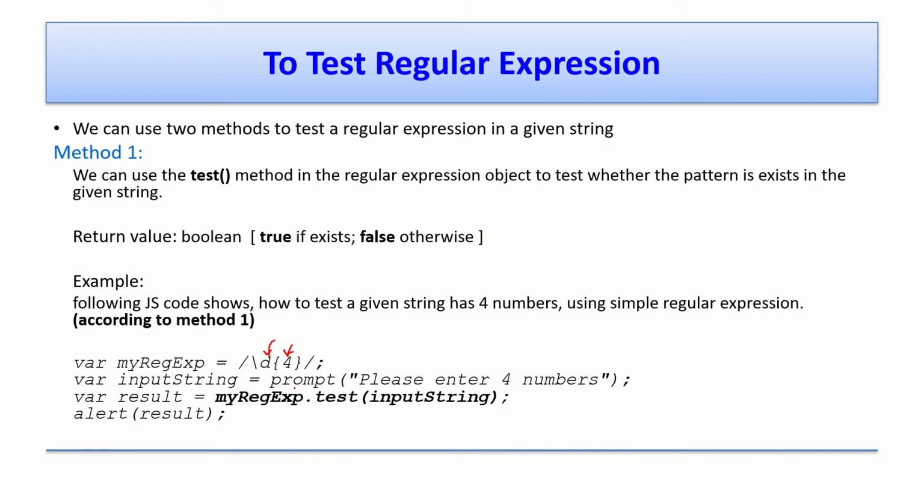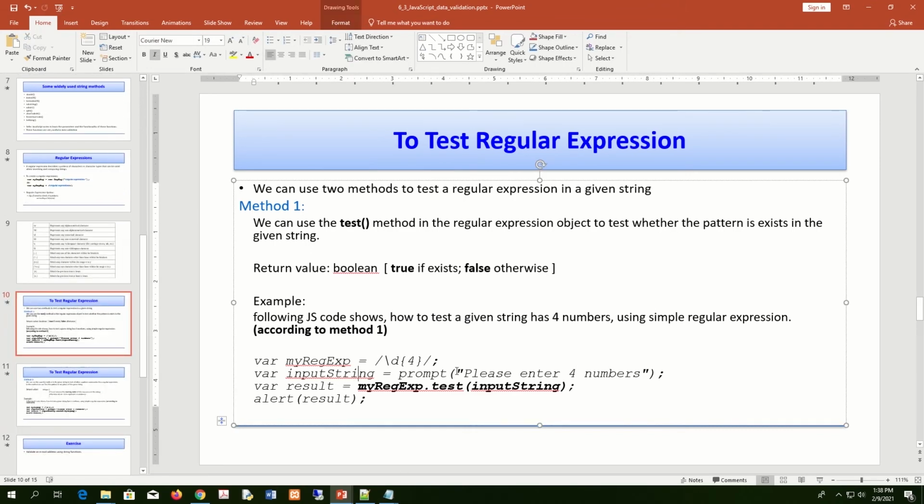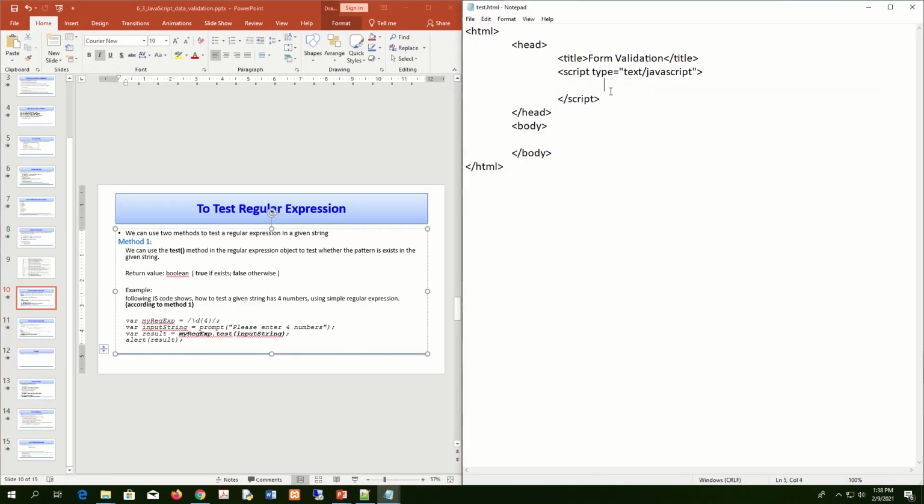Here I take four-number inputs. I use the prompt input method, and then I'll take an input string. I take that input into this input string variable, and then using the test method I check whether the defined regular expression exists within our input, right? Then I'll demonstrate this example. This is how we check the regular expression.